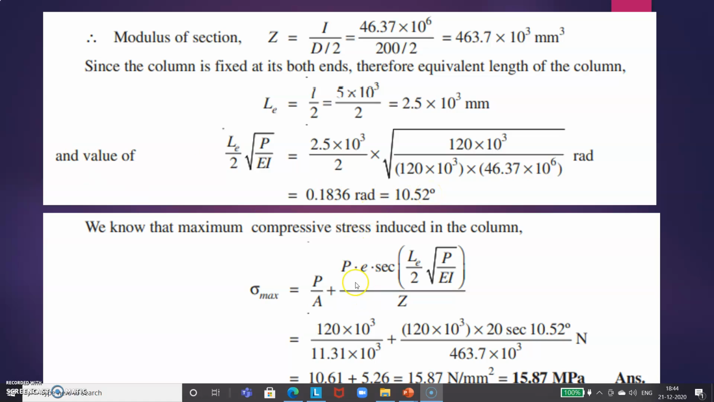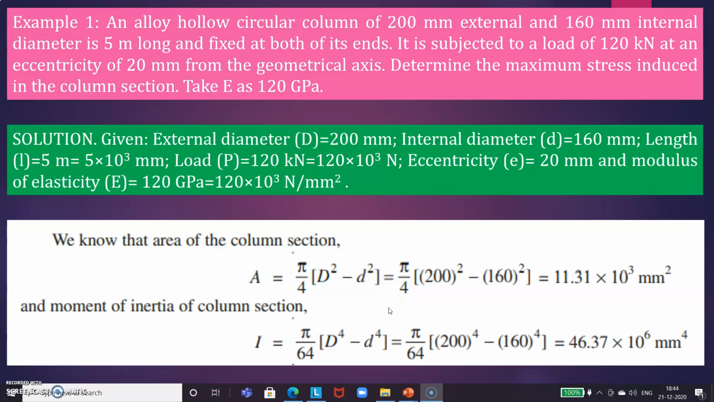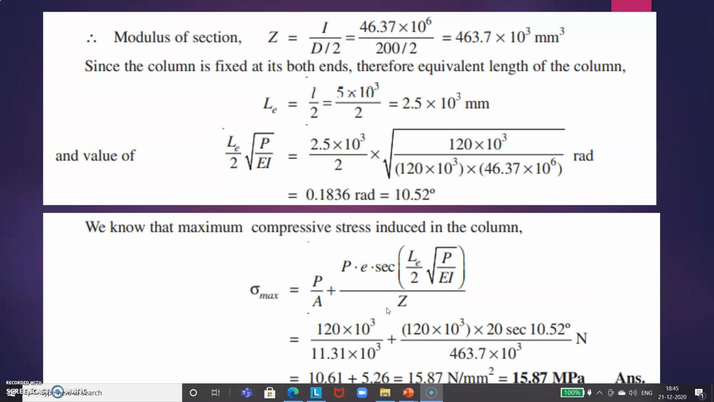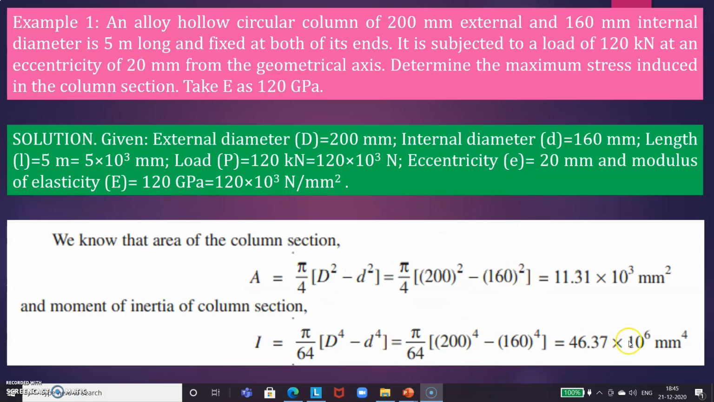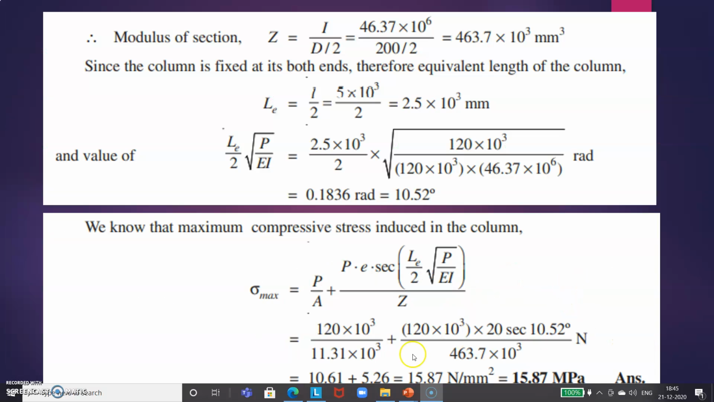Now let us substitute in the equation. What is that equation? Sigma maximum is equal to P divided by A plus PE secant of LE divided by 2 into square root of P divided by EI, divided by Z. So this is the given equation. Substitute here P is equal to 120 into 10 raised to 3 divided by A. A is the calculated value, that is 11.31 into 10 raised to 3, plus PE.